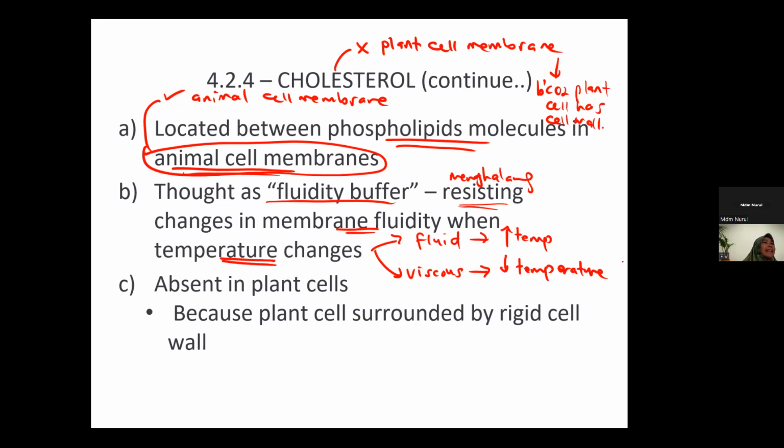Alright. So that is why. Okay. Right. So plant cell. So cholesterol is absent in the plant cell. Ingat, plant cell tak ada cholesterol sebab it is surrounded by cell wall. Okay.